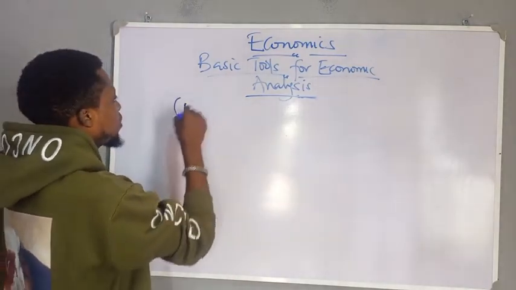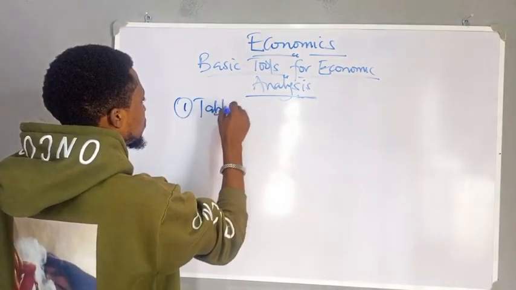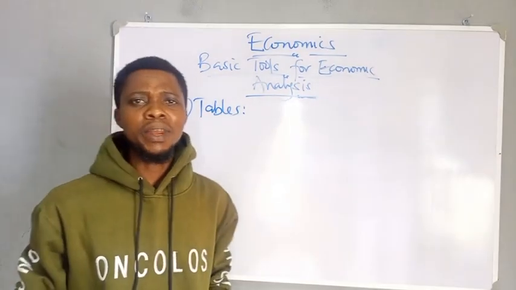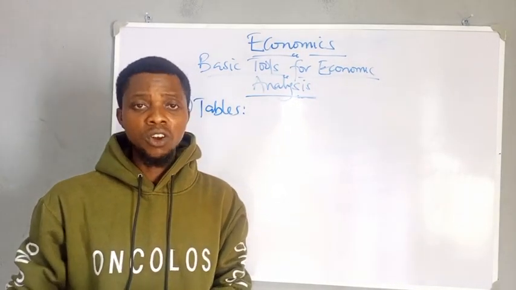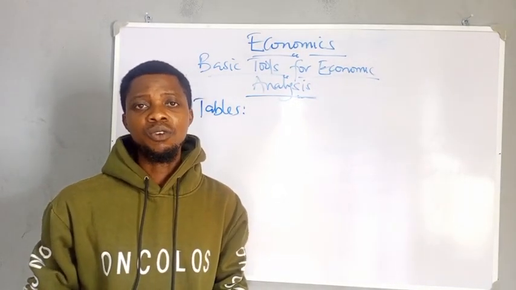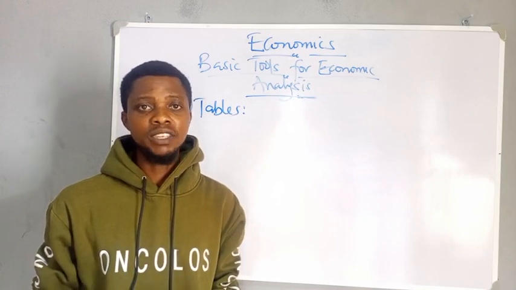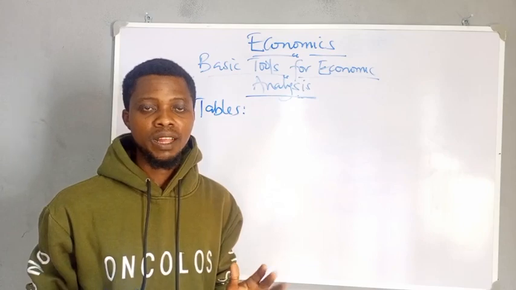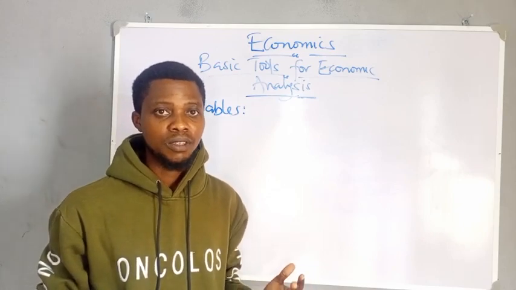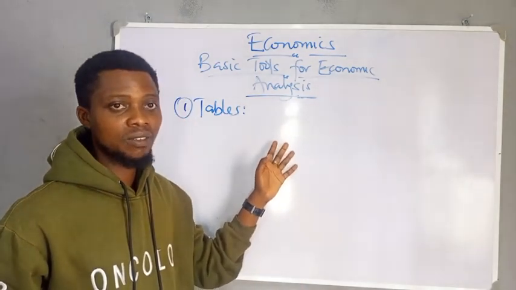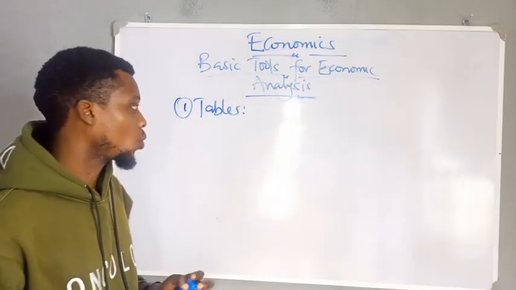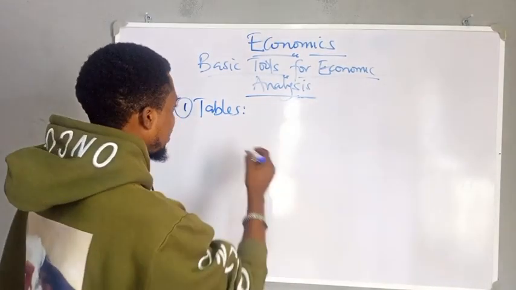Number one here we have tables. Now, what are tables? Tables are simply the orderly arrangement of data, information into rows and columns. That's simply what a table is all about, when details or data or information are arranged orderly in rows and columns. For instance, we have something like this.